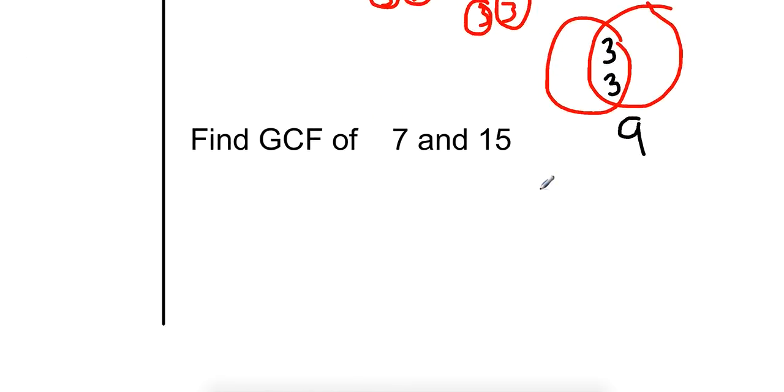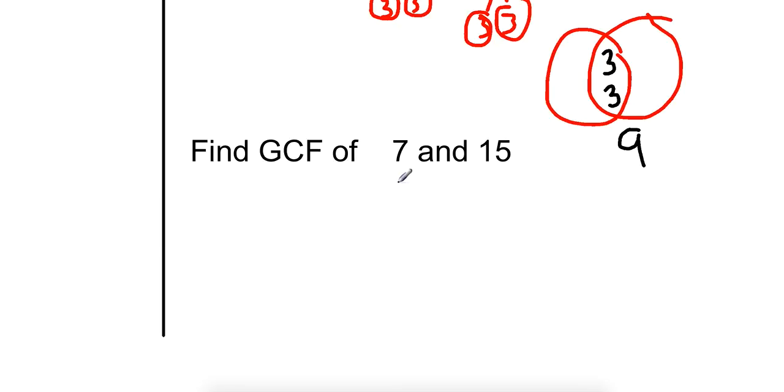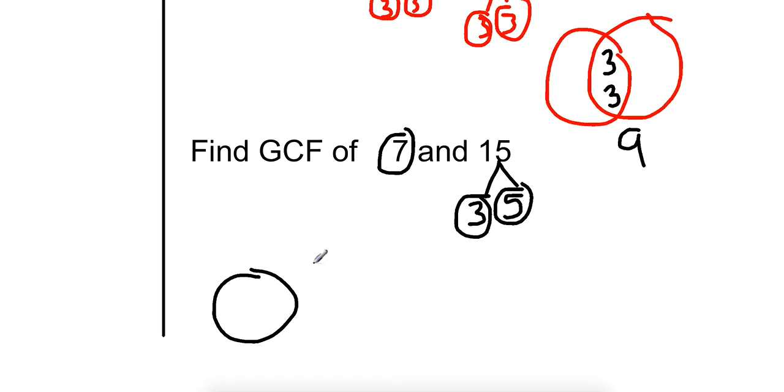Here's an example I want you to look at. It's kind of an interesting one. Because what happens when I don't have anything that's 7? 7 is already prime, so we circle it. 15 can be broken into 3 and 5. Now they are prime. So when I make my circles and I expand it out, I have a 7 and I have a 3 and I have a 5.